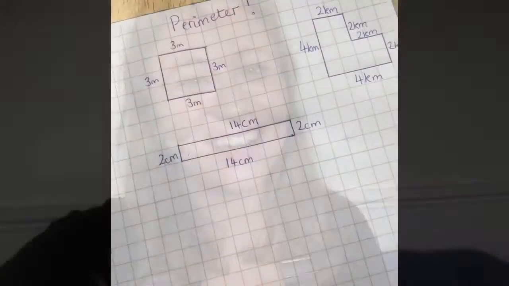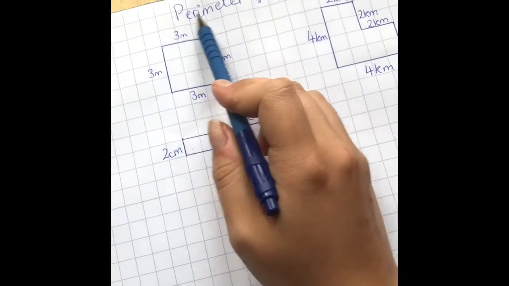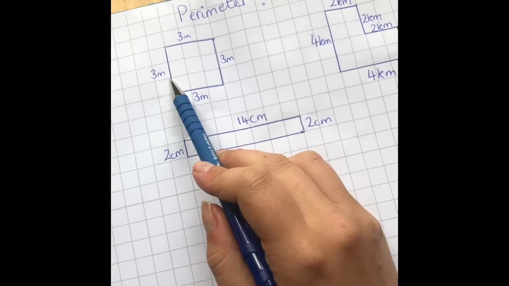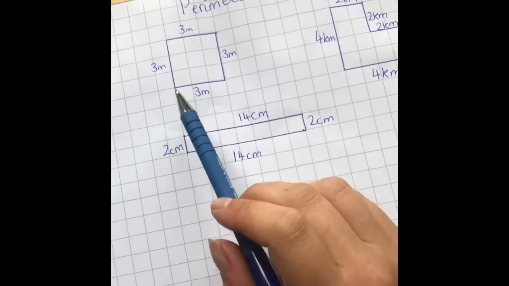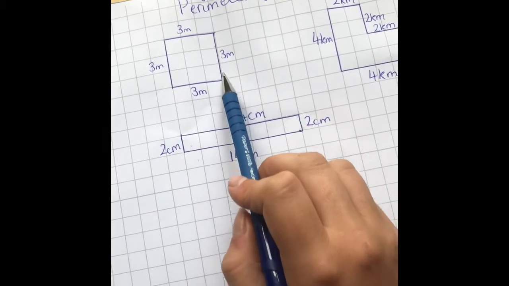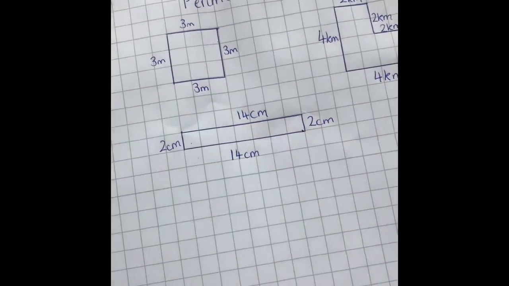Okay, so starting off with perimeter and how to work it out. The perimeter is the distance around the entire shape. So it's the entire distance around the outside of the shape.